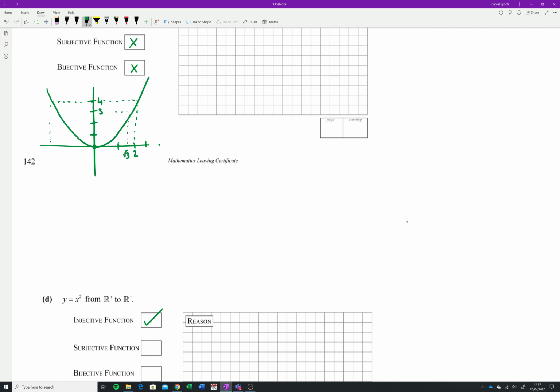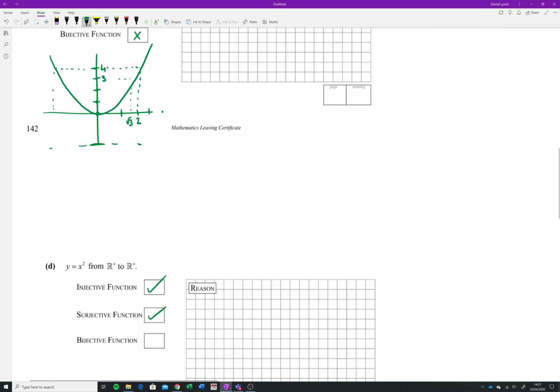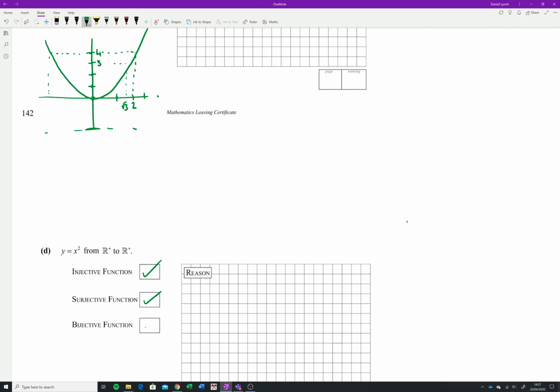Now, remember the last time we were saying, well, there's no x for -4. It doesn't hit the graph. But actually what it's saying here is you're only meant to be looking at positive numbers. Okay? You're only meant to be looking at positive numbers. So is it surjective? It is surjective. And since it is both of those things, it is also bijective as well.